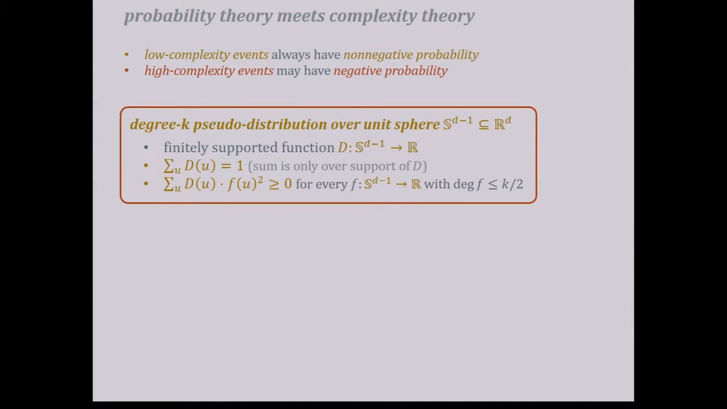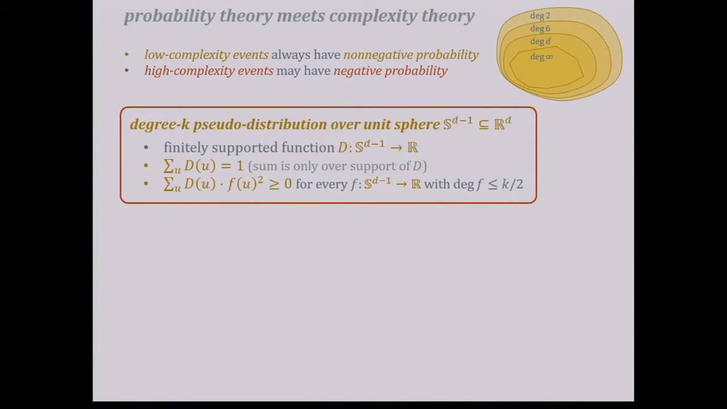So formally, a degree D pseudo distribution is just a function on the sphere, let's say finitely supported, such that if you sum up the values of the function, you get 1. Okay, that's what you would expect from a probability distribution. But it's not necessarily a non-negative function. It has the property that if you look at the inner product of the function D with any square of a low degree polynomial, this will be non-negative. So these are the simple events that have non-negative probabilities.